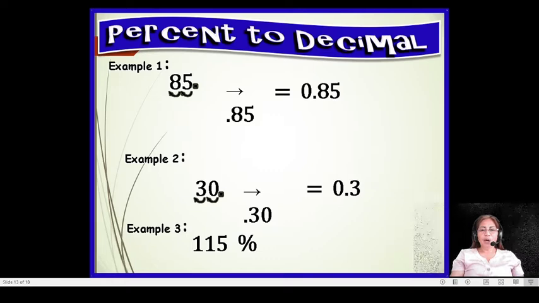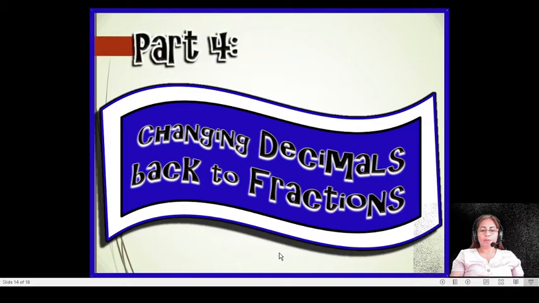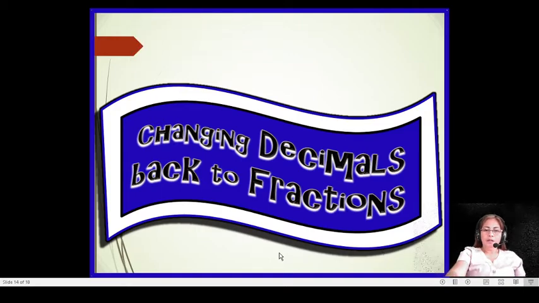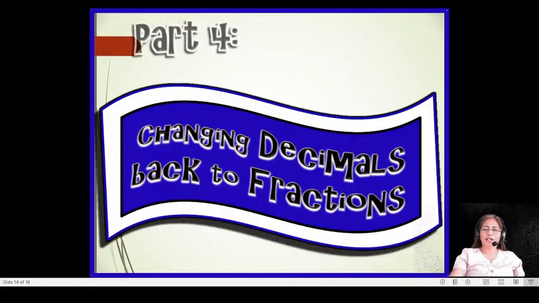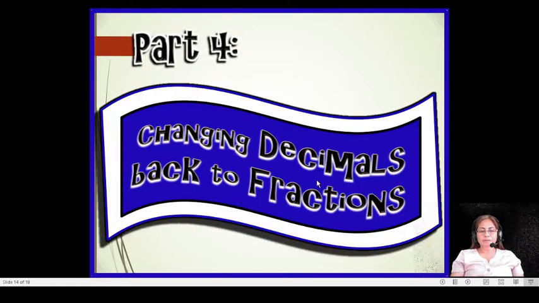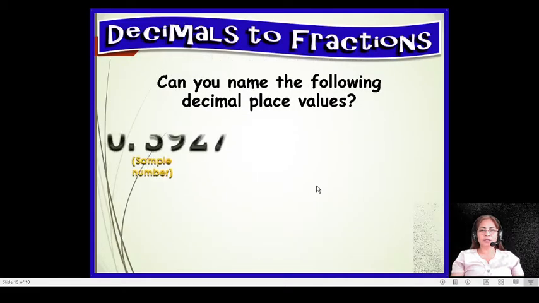Another example, 115%. Remove the percent symbol, replace it with decimal point, move 2 times to the left, and the answer is 1 and 15 hundredths. It's 1 and 15 hundredths. So, another one. Changing decimals back to fractions.